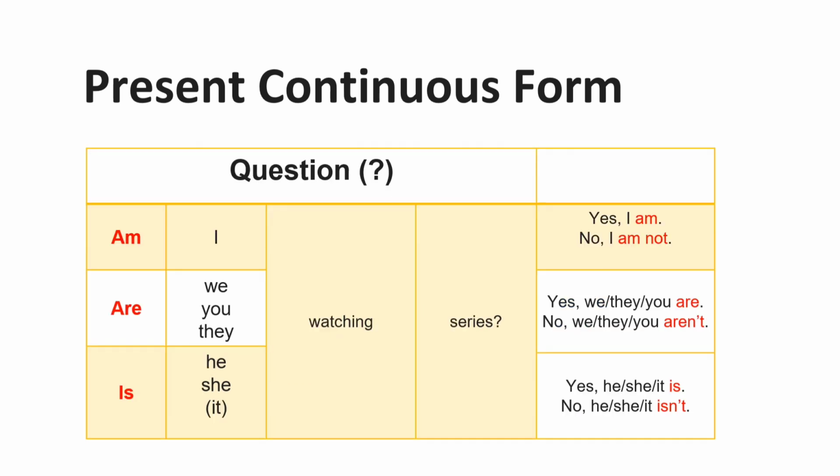For the question, again, we have to be verbs in the sentence. So we just need to change the position of the to be verb and the subject. So am I watching series? Yes, I am. Or no, I'm not. Are you watching series? Yes, we are. Or no, we aren't. Is he watching series? Yes, he is. Or no, he isn't.